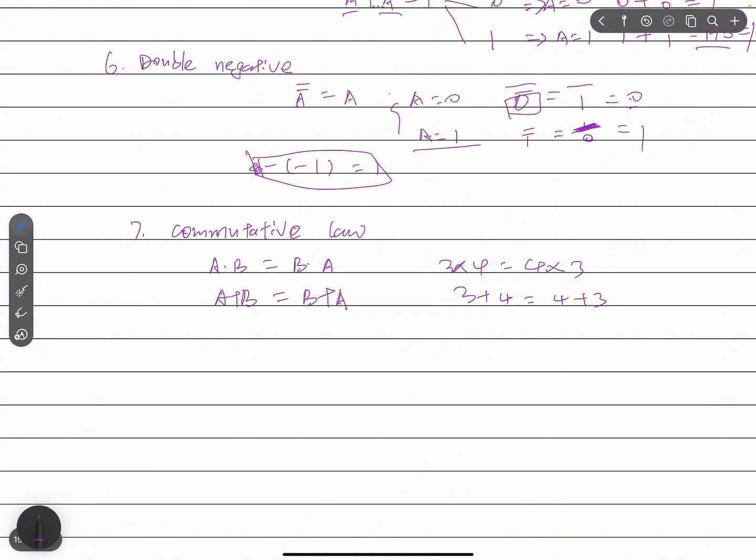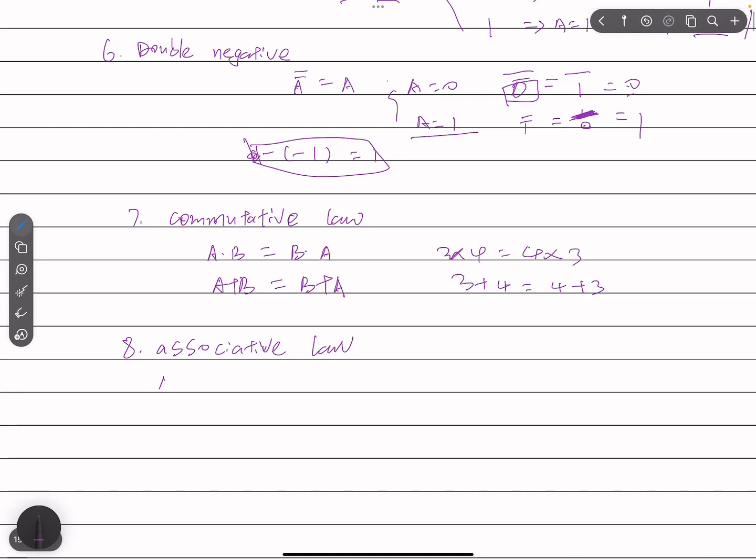And we also have the associative law, which is A times B, bracket, times C equal to A times B times C. So basically this is kind of like a 3 input AND gate. It doesn't matter if you do AB first or BC first, you still need to combine the 3. So Y equal to A times B times C. You can group AB together, you can also group BC together.